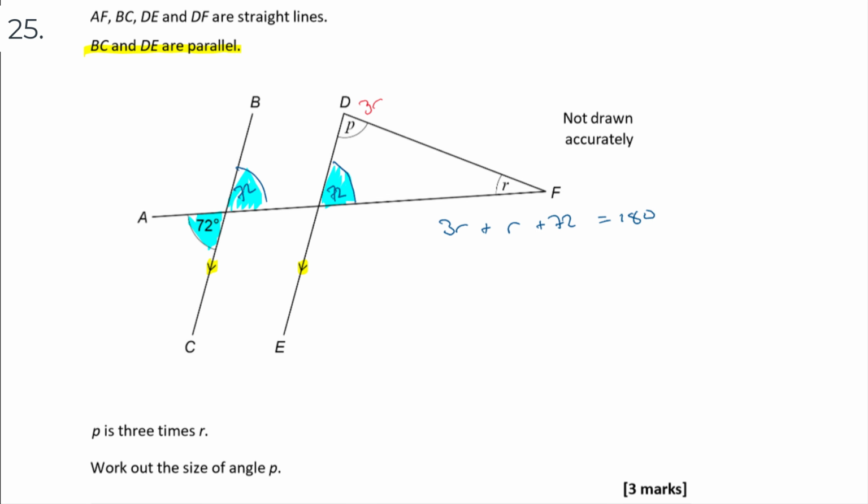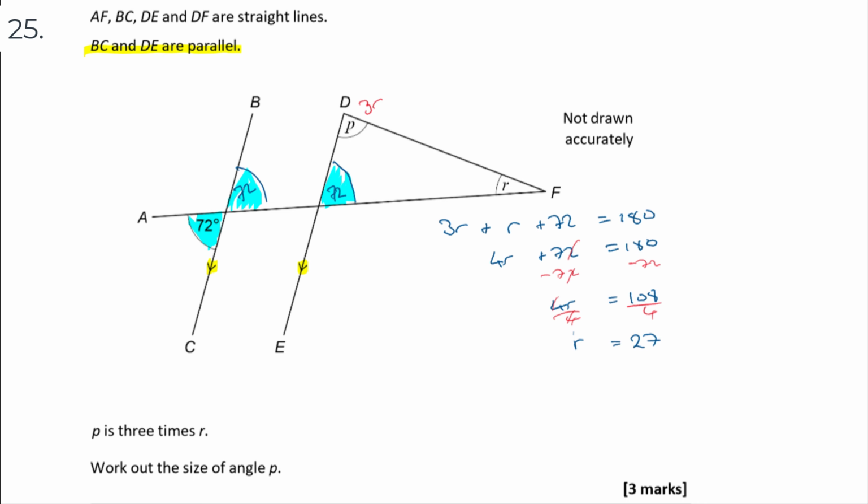Collecting my like terms, that means 4R plus 72 is 180. Then taking 72 away from both sides, they cancel, leaving me with 4R equals 180 take away 72, which is 108. That gives me a value of R by dividing both sides by 4. 108 divided by 4 is 27. So R is 27.